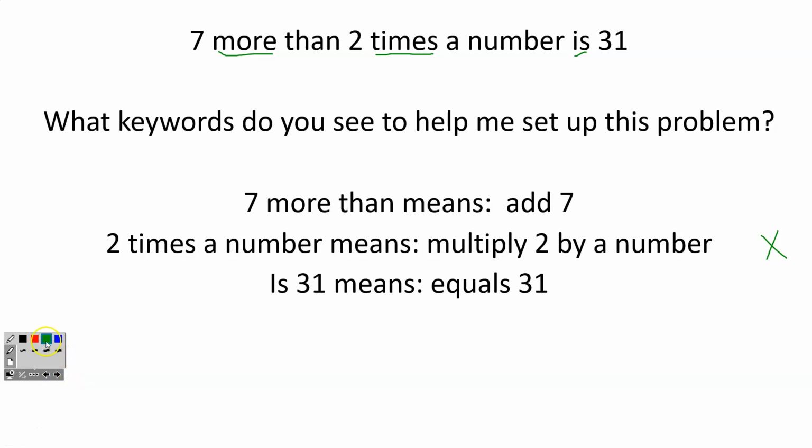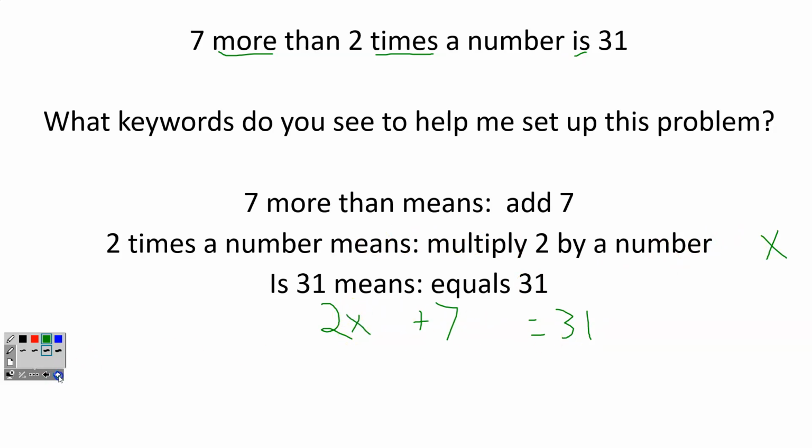So when we set it up, I always like to put my equal signs first and then my total. That just kind of helps me out. So if I come back up here, I'm adding 7, so I know I'm going to be adding 7. 2 times the number, 2 times the number. Again, we don't know what number, so that's when we use our x. So 2 times x.